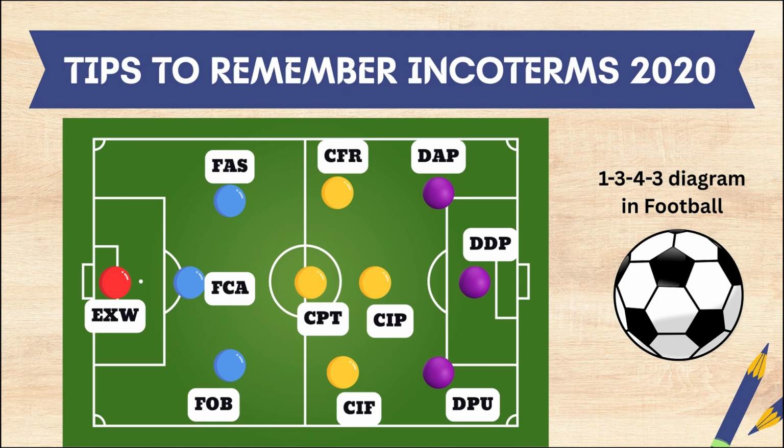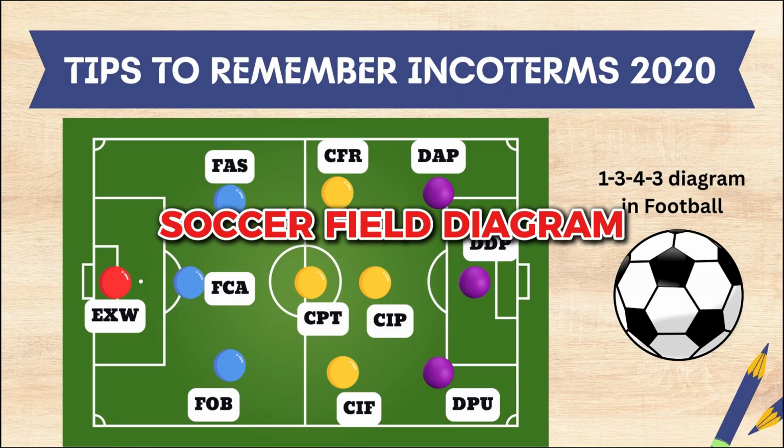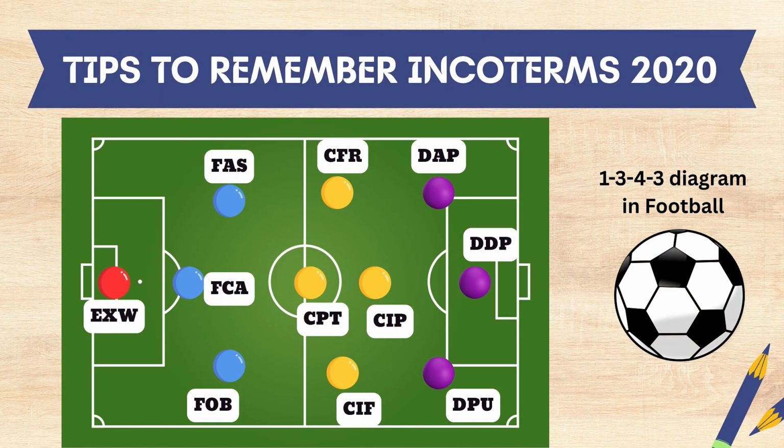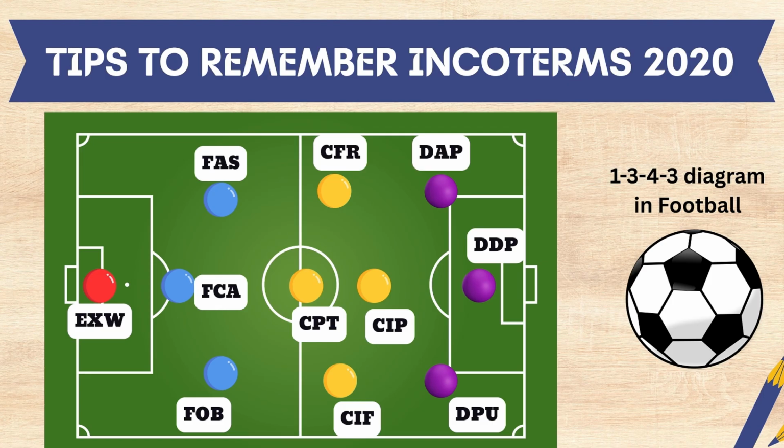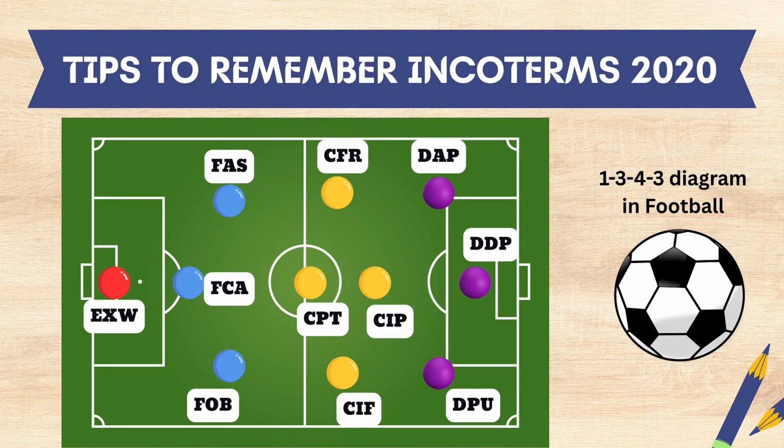First, remember the number of Incoterms clauses. Second, remember the groups within these Incoterms. We will use a soccer field diagram. The easiest way to remember is to use the 1-3-4-3 formation. Imagine the clauses as players on a soccer field. And the one here is the EXW. It stands alone, so it is the Ex Works delivery.